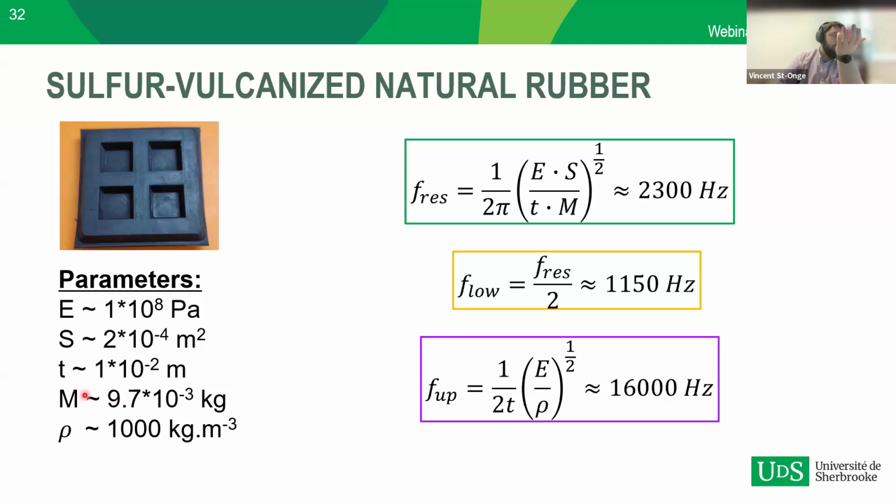The mass that we put on top was the small one that we saw earlier in the videos. The thickness is 1 centimeter. The density of the material here, we estimated it to be about 1,000 kilogram per cubic meter. We don't know the exact value because we haven't measured it. But if we use those parameters with the simple models that we saw earlier, we would expect a resonance frequency of about 2,300 hertz, which would mean a lower limit of about 1,150 hertz, and an upper limit of about 16,000 hertz, which is beyond the limit of what the instrument can give us anyway. But that's all good.